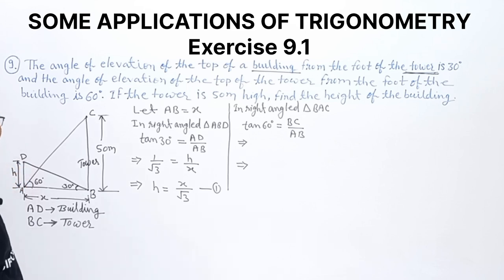So, how will we find the height of this building? We assumed AD is the building, so we want this height. Once we observe this diagram, we have two right triangles. One is ABD, clear? And another right triangle is what?